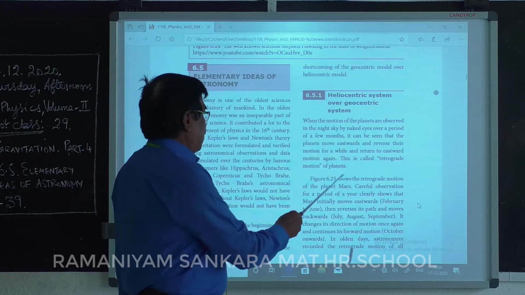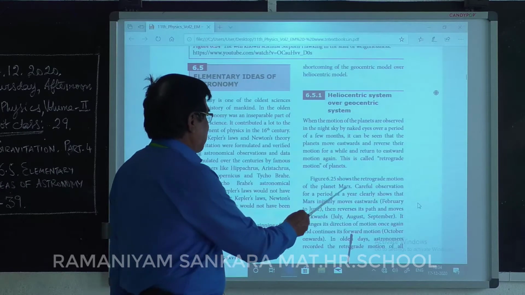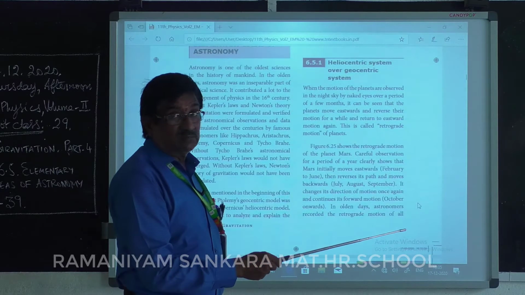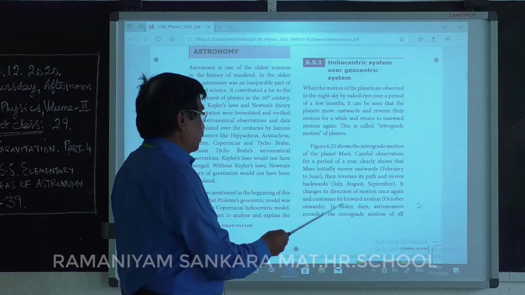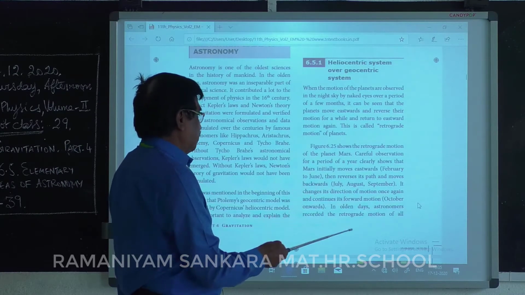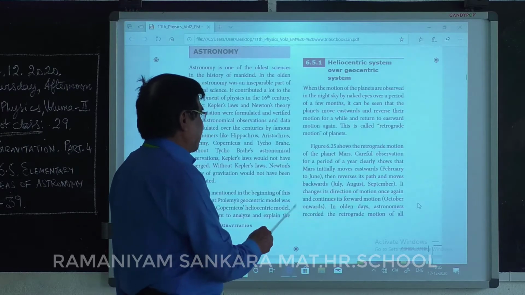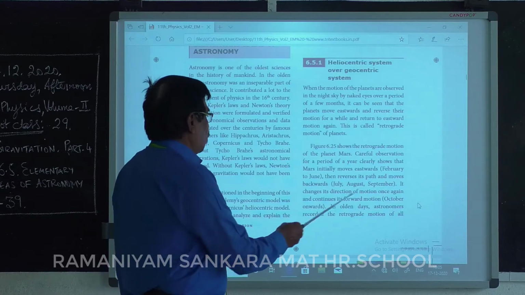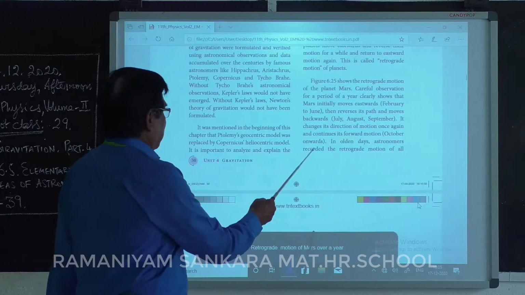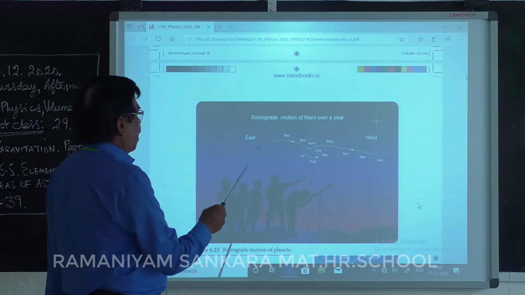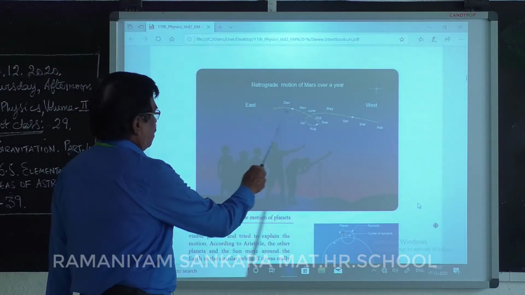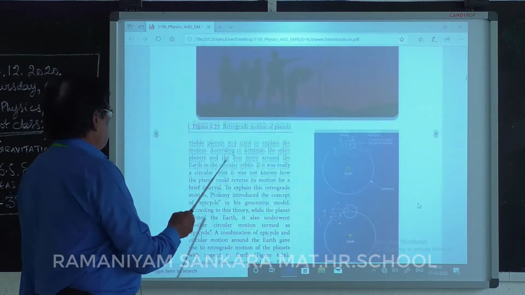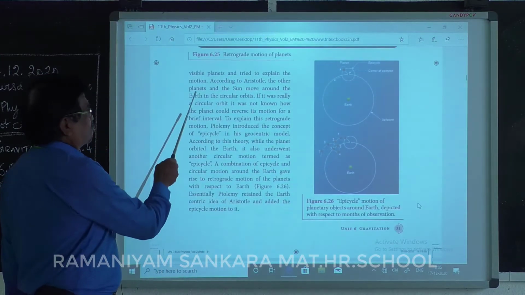Then the diagram of the retrograde motion of the planet is given. Careful observation for a period of a year clearly shows Mars initially moves eastward from February to June, then reverses its path in July, August, September. It changes direction of motion once again and continues forward motion from October onwards. This is all just to learn. In olden days, astronomers recorded the retrograde motion. See how they are moving: the retrograde motion of Mars moves like this. Then they tried to explain the motion of the visible planets.